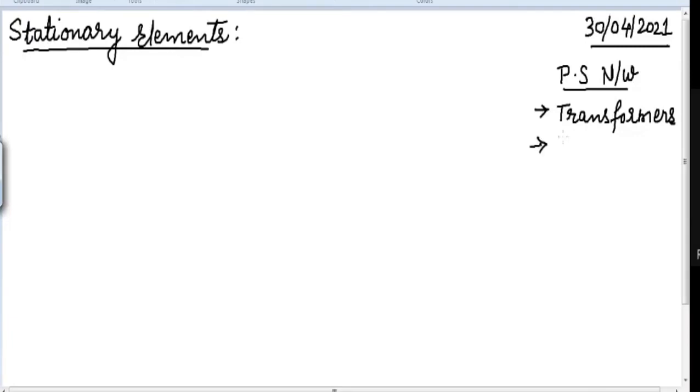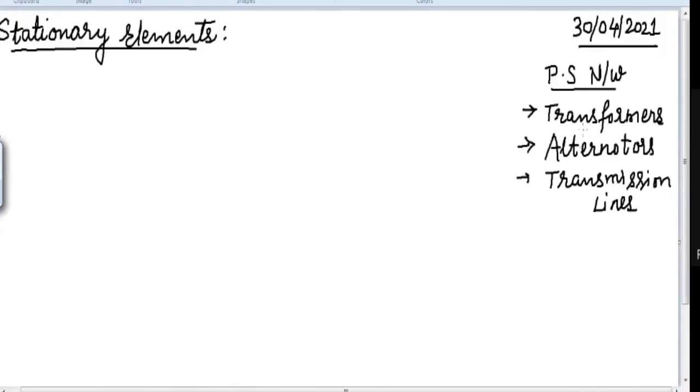So we require transformers, we require alternators, and we require transmission lines, right? So these are the three basic elements of a power system network. Whatever power system network we consider, it should have the transformers, alternators, and the transmission line. With the help of these three elements, we can design a power system network.